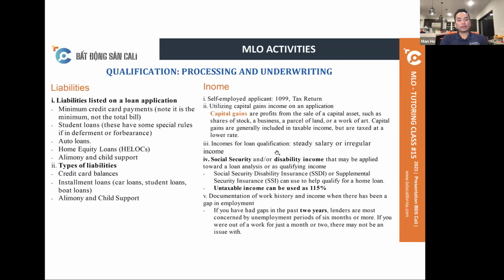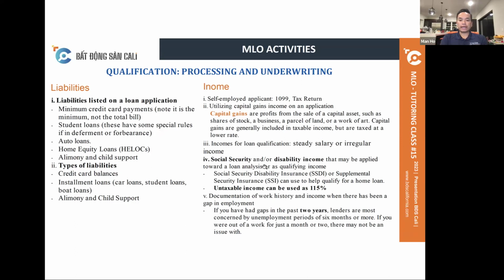Next, income for loan qualification, steady salary or irregular income. You can have a salary, or you can have irregular or seasonal income. You just have to average it out.